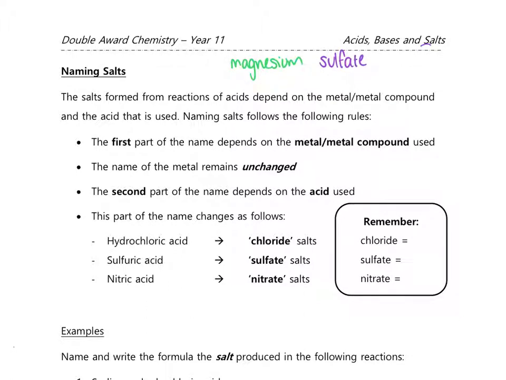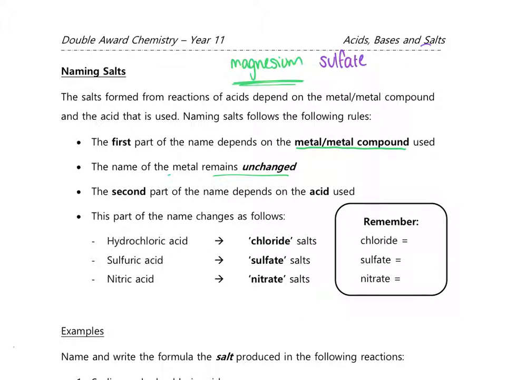The first part of that name, magnesium, obviously comes from the metal that we used. So the first part of the name comes from the metal or the metal compound. If we're using a metal compound, say for example magnesium carbonate, we just drop the carbonate part. It's always just the metal itself, and that's the second bullet point. The name of the metal remains unchanged. So magnesium just stays as magnesium.